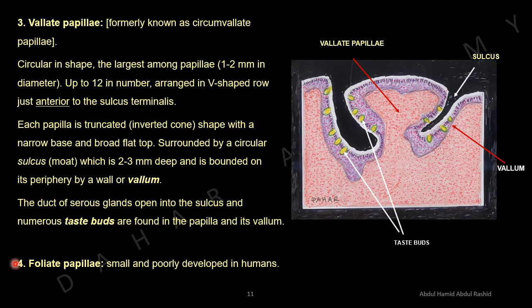The fourth type of papillae are foliate papillae. They are small and very poorly developed in humans.